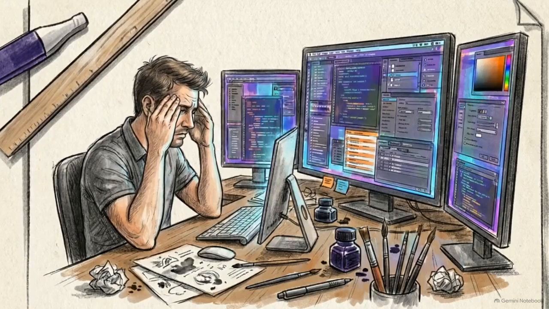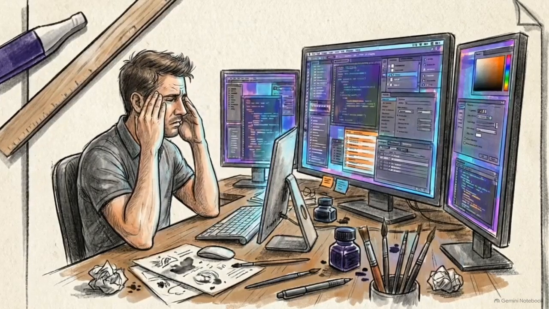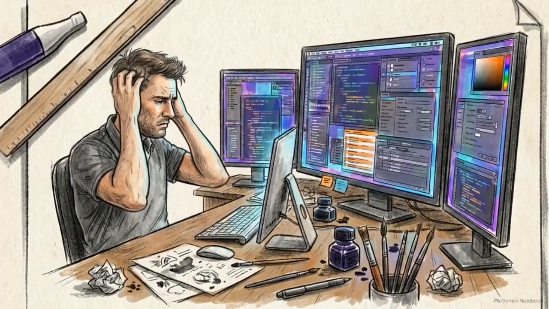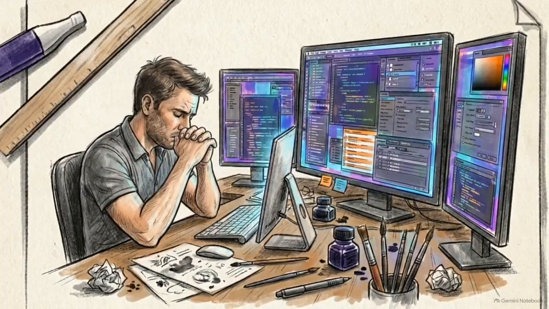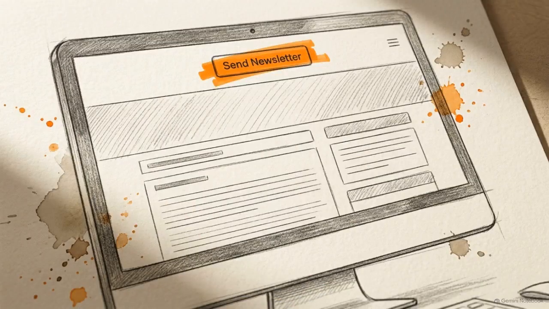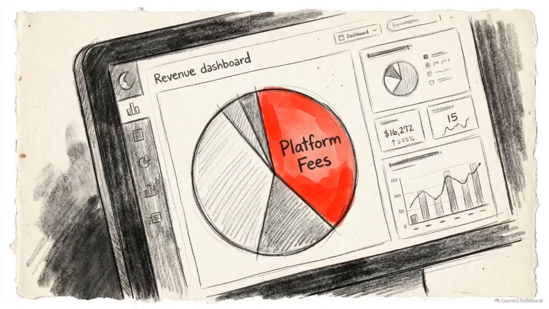Every modern digital creator eventually hits the exact same wall. Choosing a platform means accepting a painful compromise. On one end of the spectrum, you have dedicated newsletter platforms offering an incredibly frictionless setup, but they charge for that convenience by taking a permanent percentage of your subscription revenue.